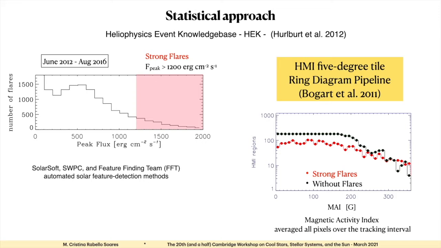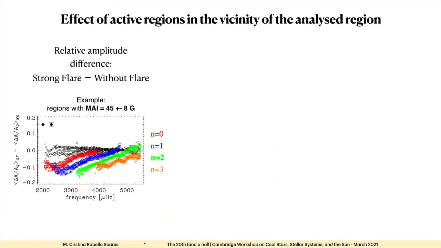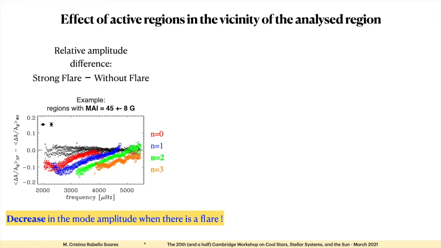Next, we analyzed all HMI regions with strong flares detected in the HEC database. 50% of the strong flare regions have MAI smaller than 100 Gauss. Looking at the relative amplitude difference, strong flares minus without flares at a given MAI range, we find a decrease in the mode amplitude when there is a flare.